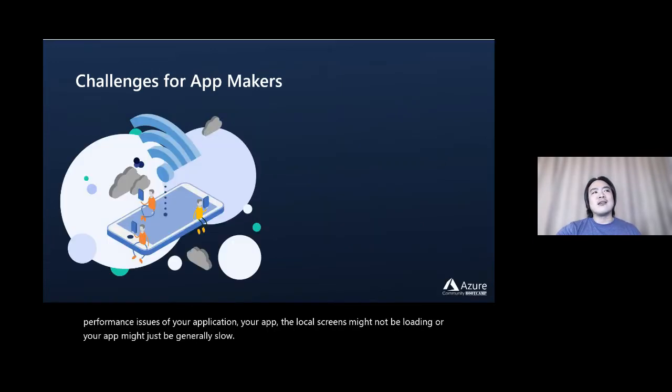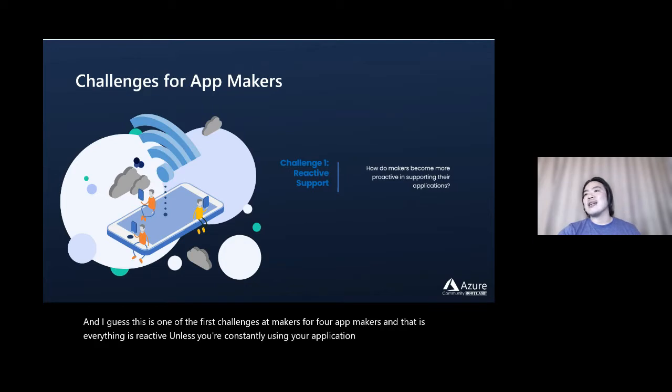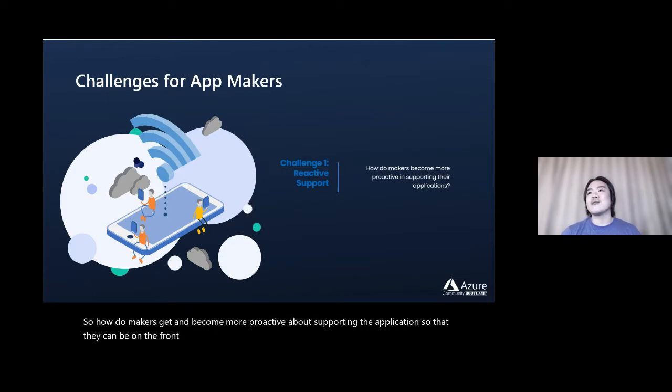And I guess this is one of the first challenges for app makers, and that is everything is reactive. Unless you're constantly using your application and monitoring it 24 hours a day, you're always going to rely on other people to let you know when there's behavioral issues or performance issues with your application. And by that time, it's often too late. So how do makers become more proactive about supporting their application so that they can be on the front foot of resolving issues before it snowballs into a much bigger problem later on?